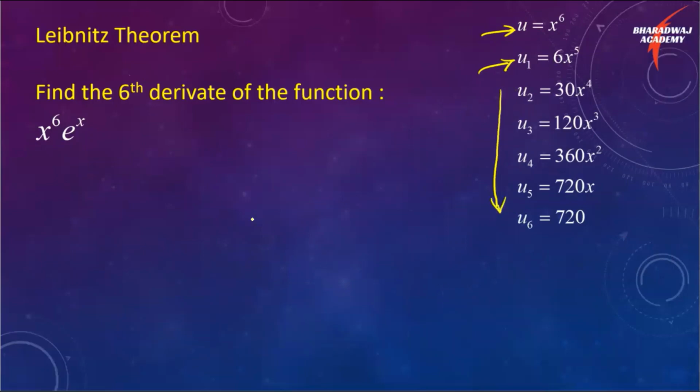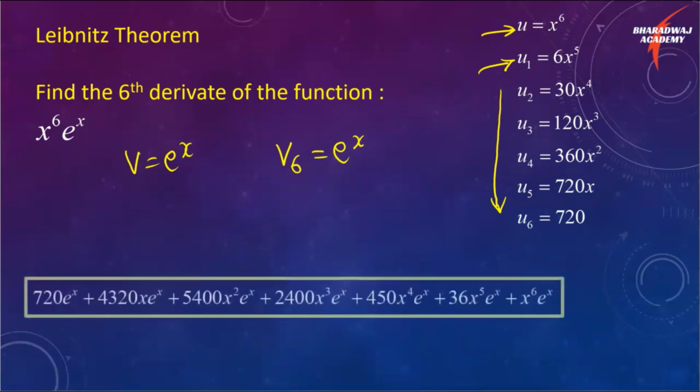Correct? Now, we know that v is equal to e power x, right? So even if you differentiate not once, not twice, but even if you differentiate 100 times, you will get v6 or v7, anything, it will be still equal to e power x because it will be the same. Yes. So if we substitute everything, this is what you'll be getting as the answer. Yes, that's it.